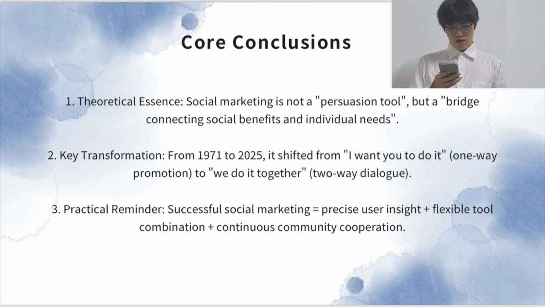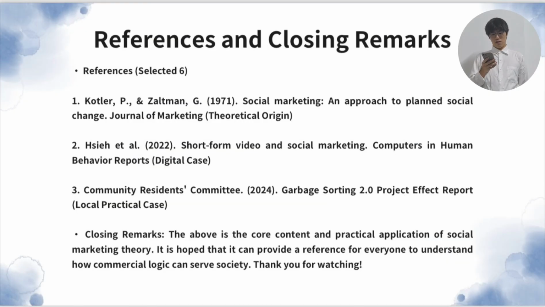Third, there is a formula for successful social marketing: accurate user insights, flexible combinations, continuous community cooperation. Finally, I want to share three core references: Kotler and Zaltman's 1971 paper on the theory's origin, a 2022 study on digital cases, and the 2024 local practical report from the Community Neighborhood Committee. That's all for my talk today.